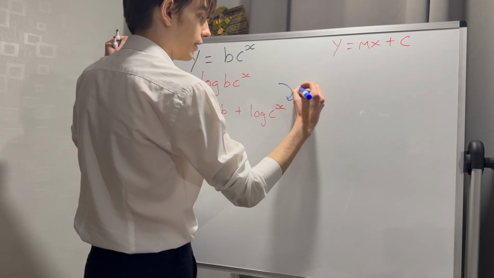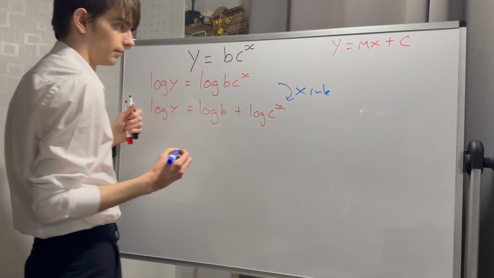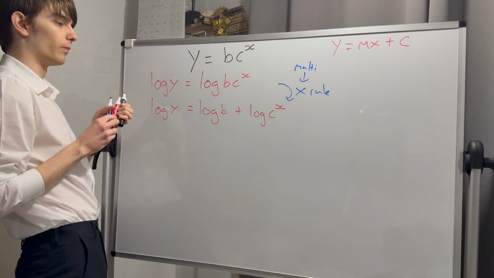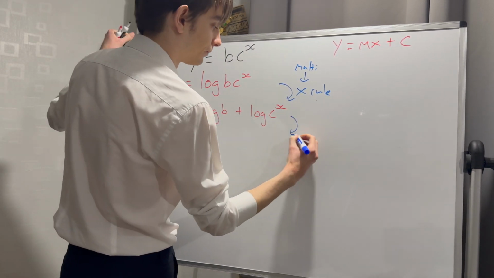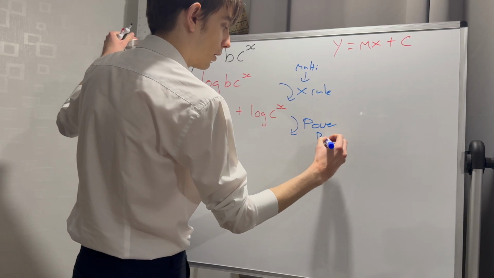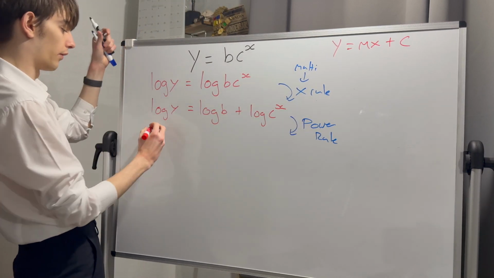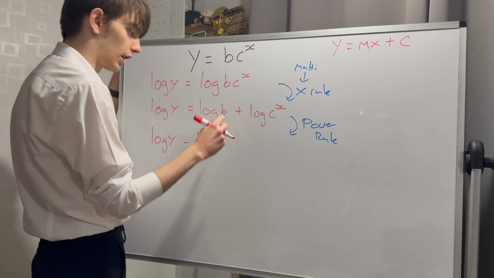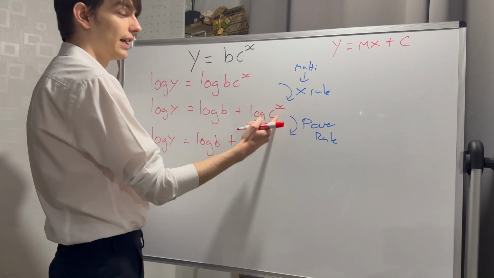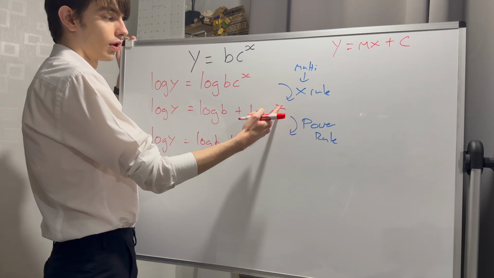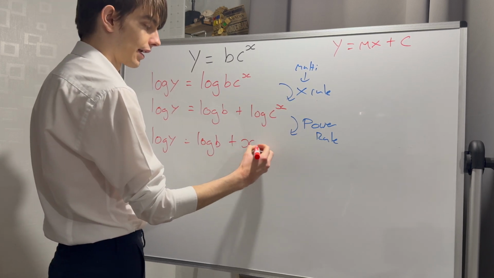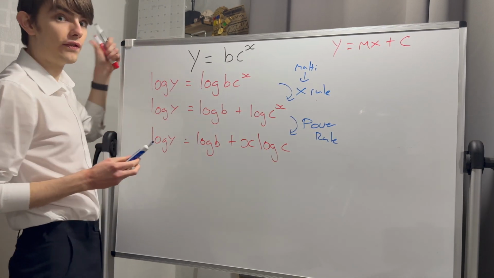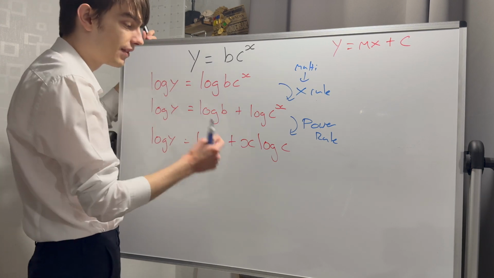So we've applied the multiplication rule. I just wrote multi, so we know what that means, multiplication rule, and then we want to apply the power rule, and we will end up with log of y, which doesn't change, there's no power in there. Log of b doesn't change, there's no power in there. But this has a power inside the log. The power gets brought down in front, and I get x log c.